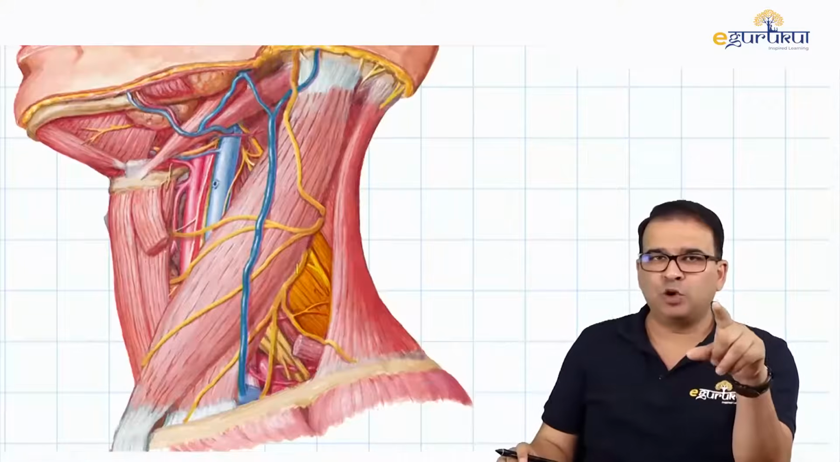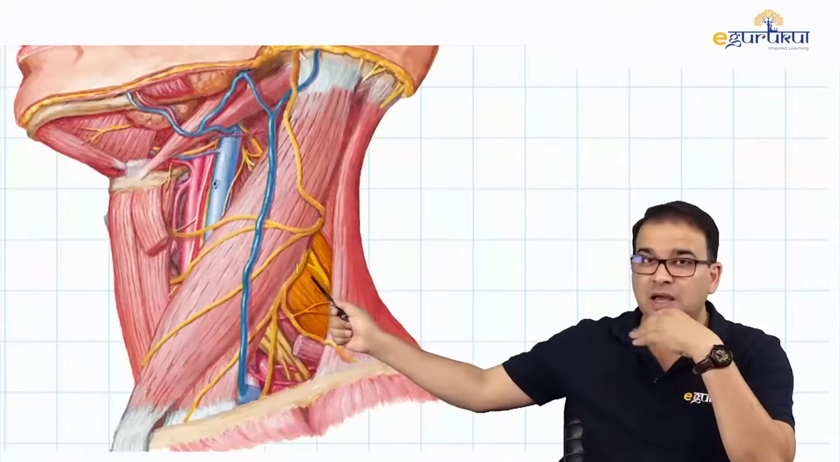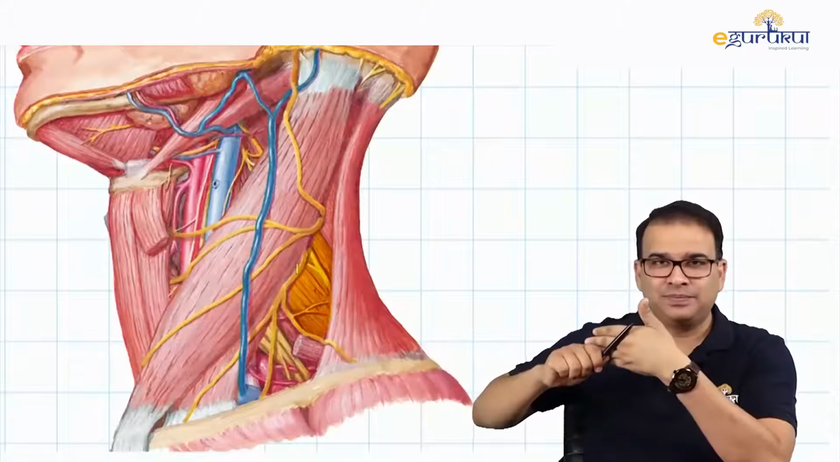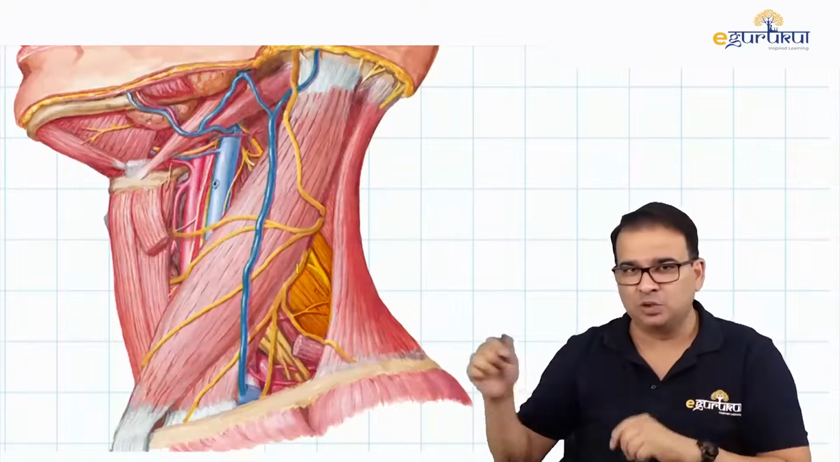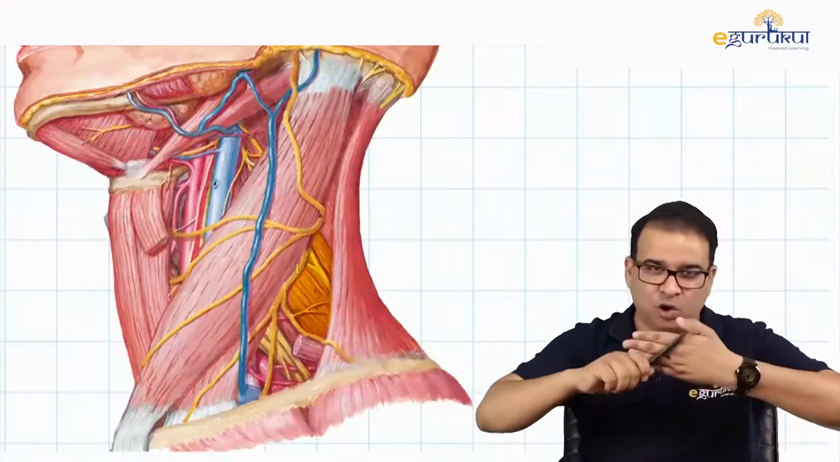scapulae. And there is one more point which you can add to your notes: the spinal accessory nerve is seen running on levator scapulae. That's how you can identify the nerve and muscle also. Spinal accessory nerve, it runs on levator scapulae. It runs on levator scapulae.